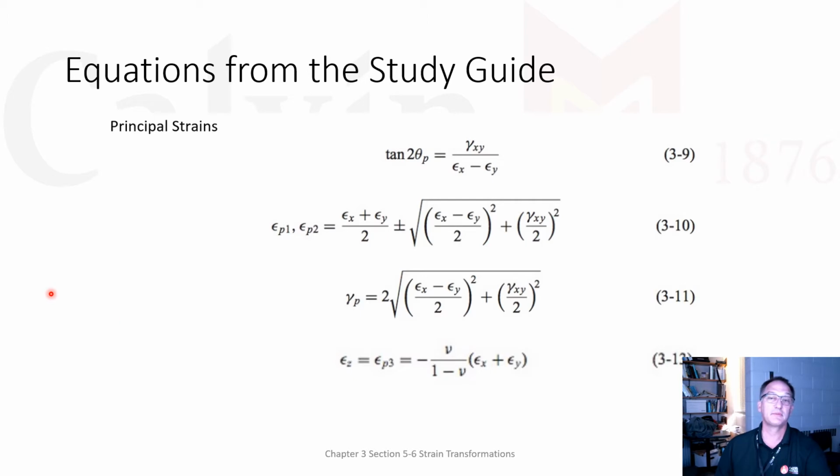So the equations from the study guide continue. We've got the principal strain equations, and these also look like the principal stress equations. That angle, you'll remember there was a 2 up top when we had shear stress and normal stresses below. We've lost that factor of 2, and it shows up as a factor of 1/2 here. So this looks the same, this looks the same, that looks a little different, and you'll see that really in the next slides, because that's what we're doing in this chapter.